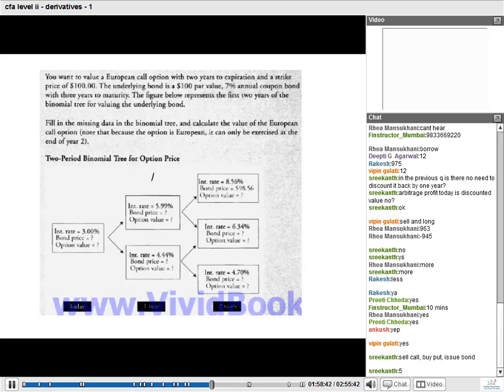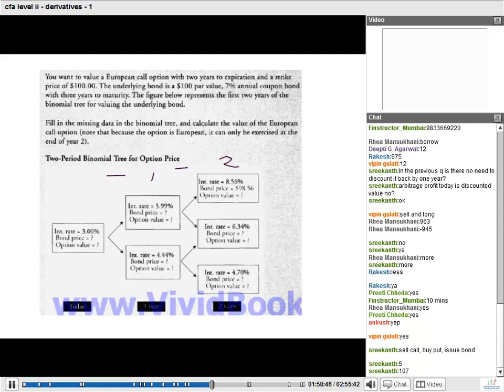So 1 year has passed, actually 2 years have passed. This is year 1, this is year 2. 1 year is remaining. So what are the cash flows? Cash flows at maturity will be 107, regardless of where I am.